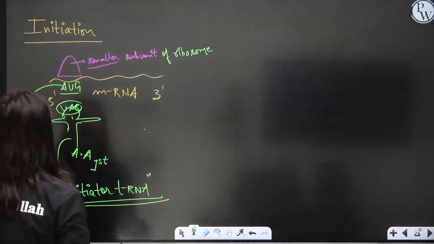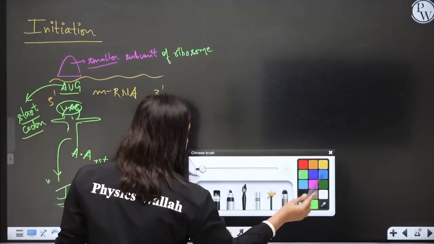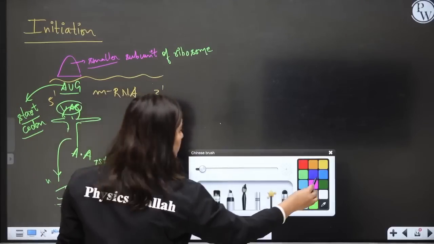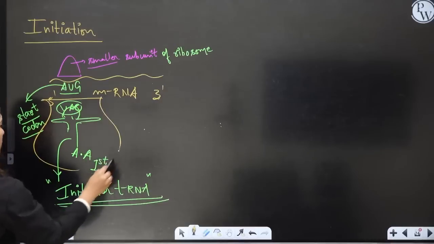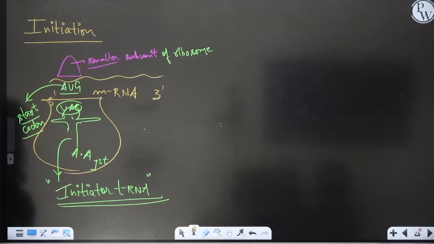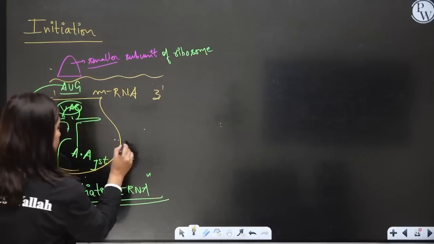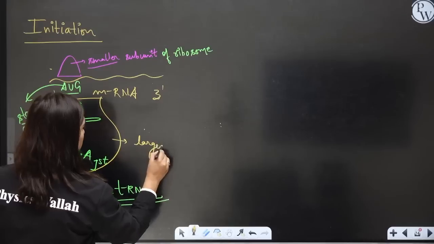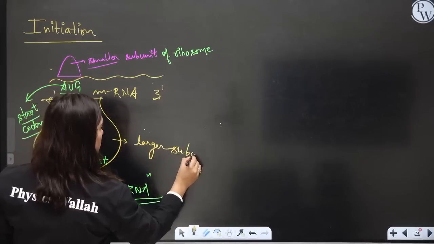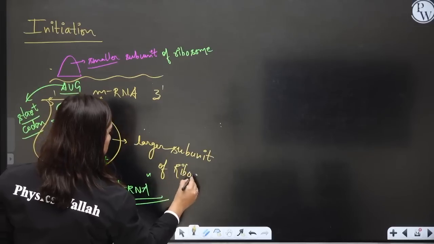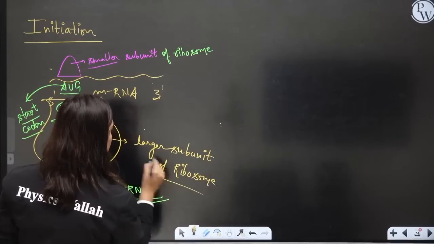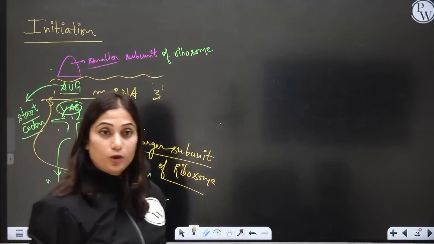And ultimately, what will happen? The larger subunit of the ribosome will come and bind. So see, initiation is done. The smaller subunit of the ribosome, then the tRNA carrying the very first amino acid, and then the larger subunit of the ribosome. Okay?